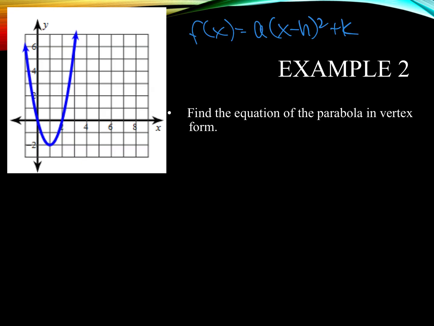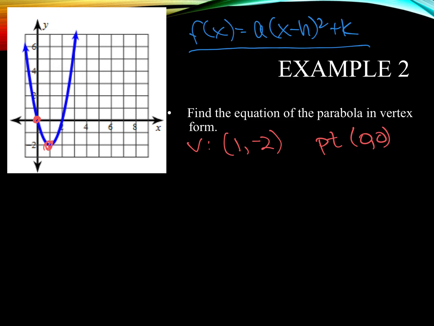Now for example 2, it says find the equation of the parabola in vertex form. Well, again, vertex form is f of x equals a times a quantity of x minus h squared plus k. Here, I can see that my vertex is at the coordinate point, so I'm going to write vertex is at 1, negative 2. And I'm just going to pick a point. Actually, I see that the point 0, 0 lies on this graph, and that's a super easy point to use, so I'm all set when I need that. So the first thing I'm going to do is plug my vertex into my vertex form.